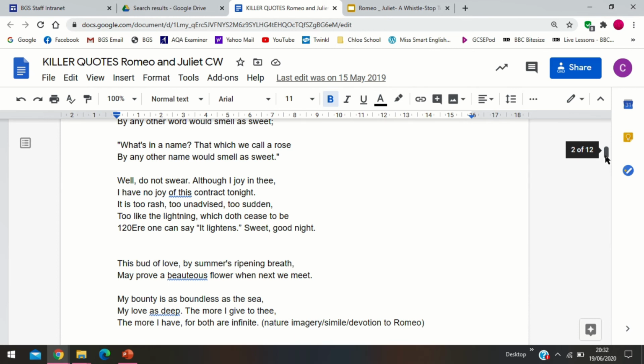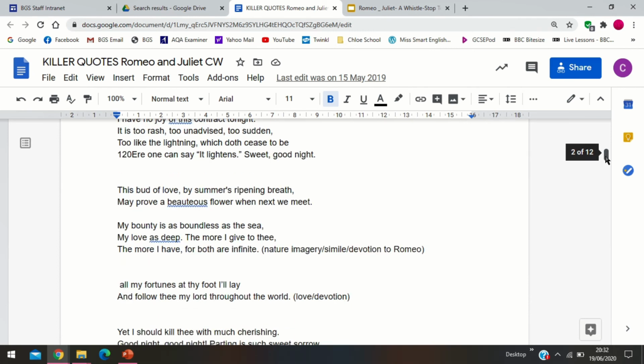She compares their love again to a flower. So Romeo was the rose, and now it's this bud of love, "by summer's ripening breath may prove a beauteous flower when we next meet." So she sees their love like an aspect of nature that will grow and bloom. And again, it highlights the innocence of the characters. Again, another image of nature.